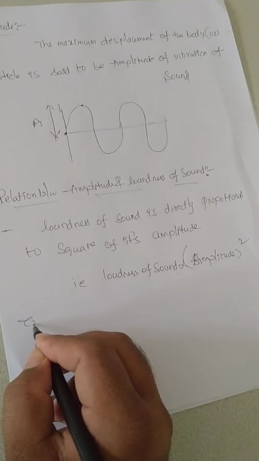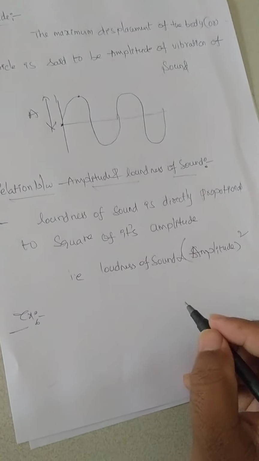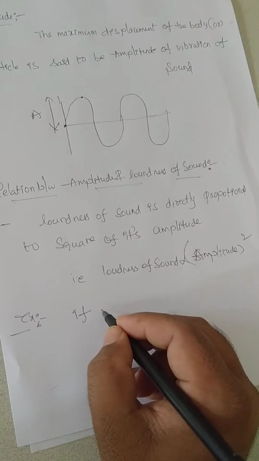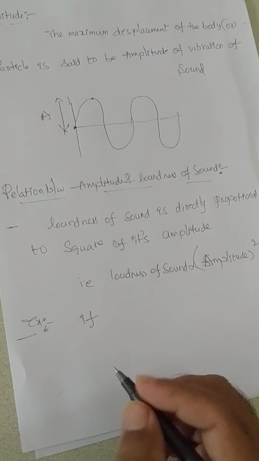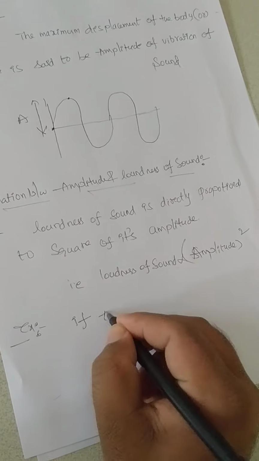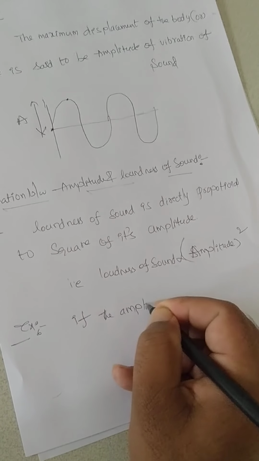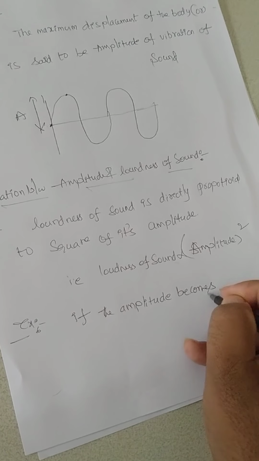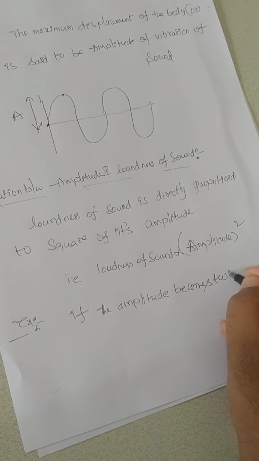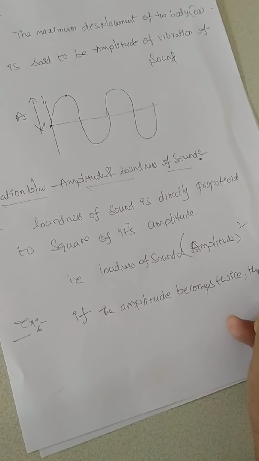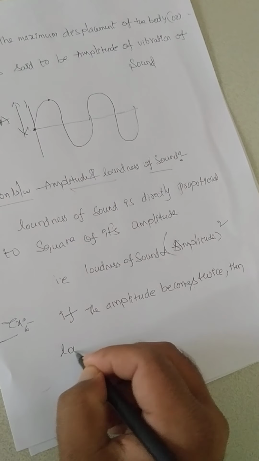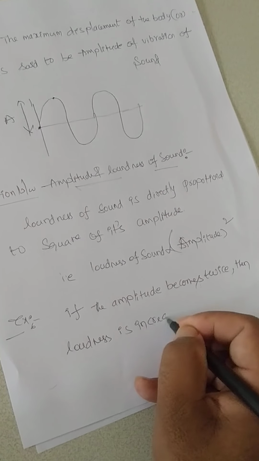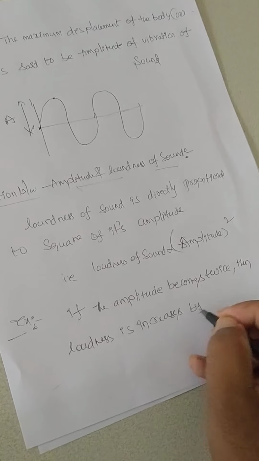So for example, if the amplitude becomes twice, then loudness increases by a factor of 4.